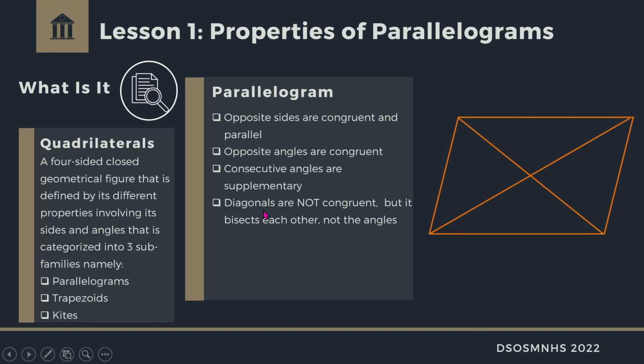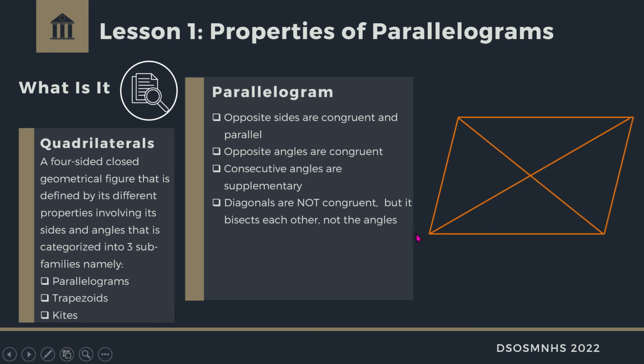Diagonals are not congruent. So, asan diagonals? Diagonal, so duha ka buok. Okay. Diagonal going to the right. And diagonal going to the left, upper left. So, dili sa pariha, no?